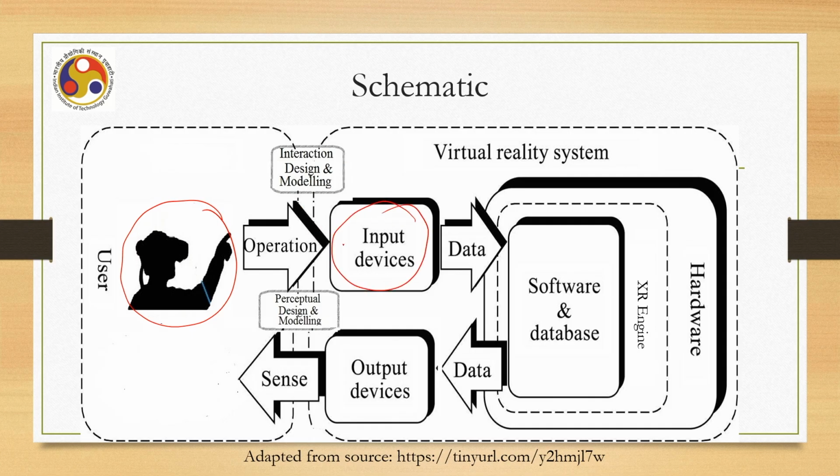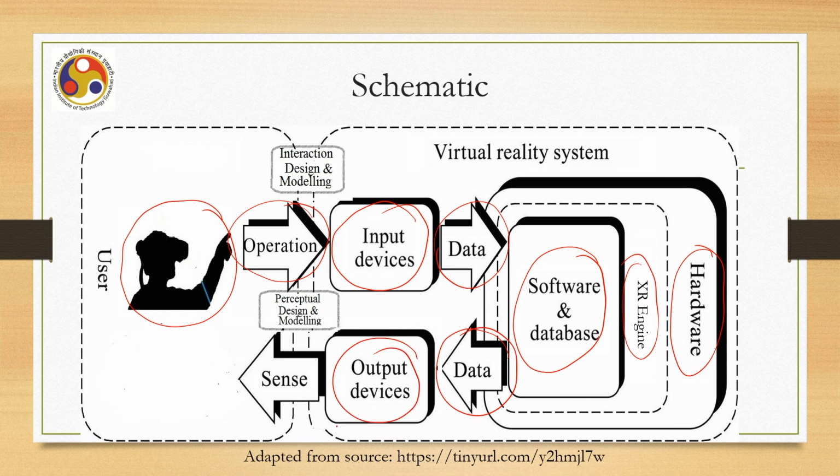The user uses the input devices that we have discussed earlier, that is indicated by this operation part. Now, interaction with the input devices generates some input data that is sent to the system. The system comprises of hardware, the middleware, that is the XR engine, and the application layer. The data gets processed here in the system. Output data is generated, which is sent to the output devices. Output devices stimulate our senses, that is the user senses.